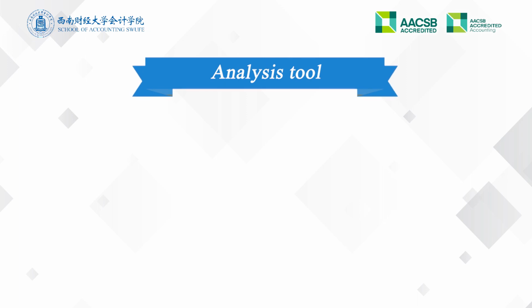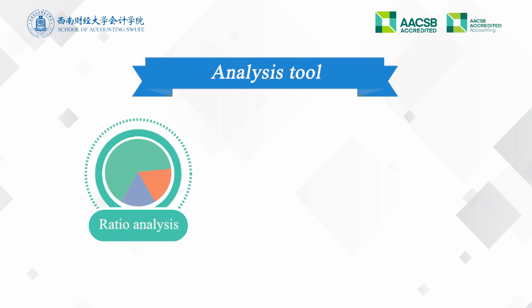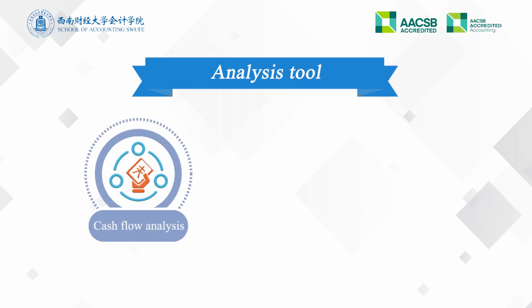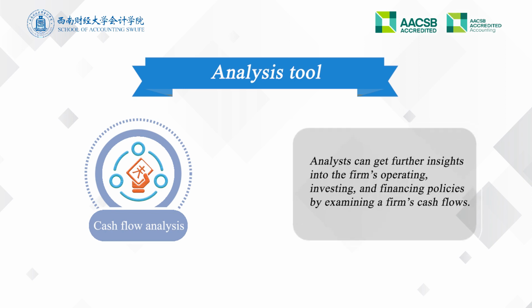In this section, I will introduce two commonly used tools for financial analysis. The first tool is ratio analysis. It assesses the relation between various line items in financial statements and measures relative performance. The ratio analysis uses accrual accounting information. The second tool, cash flow analysis, relies on cash flows. Analysts can get further insights into the firm's operating, investing, and financing policies by examining a firm's cash inflows and outflows. I will introduce the cash flow analysis later.